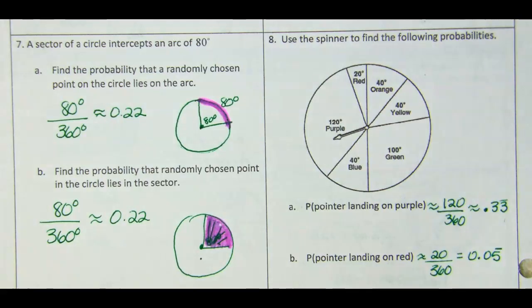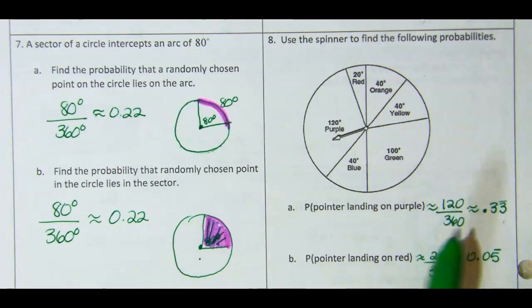So recapping geometric probability, I just always need you to think about what you know about circles or shapes or regular polygons, and you're going to be doing part over whole.